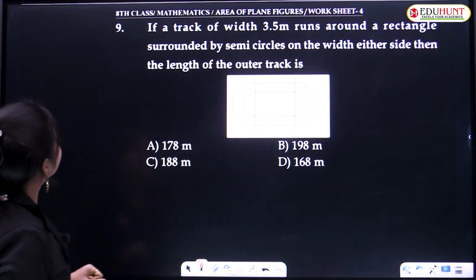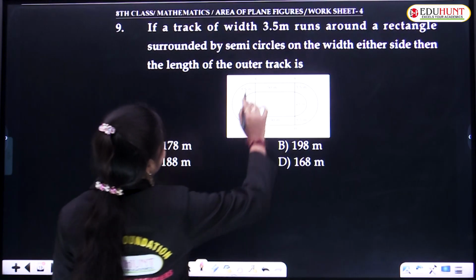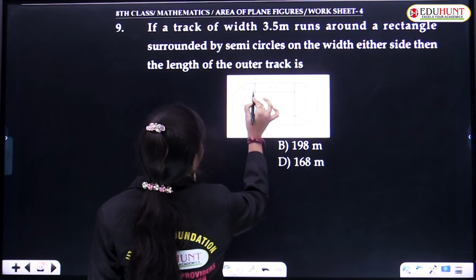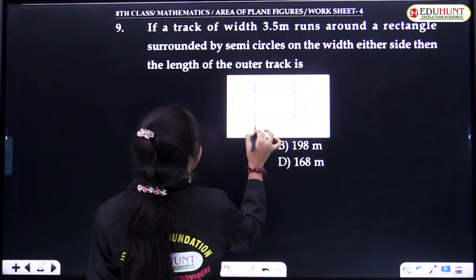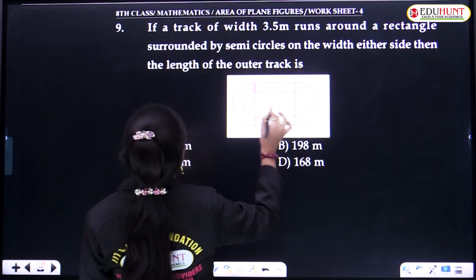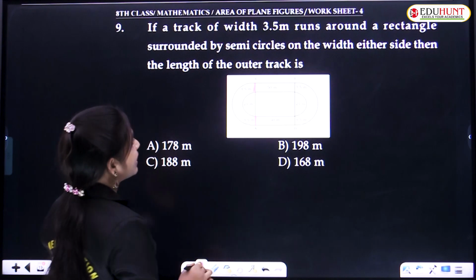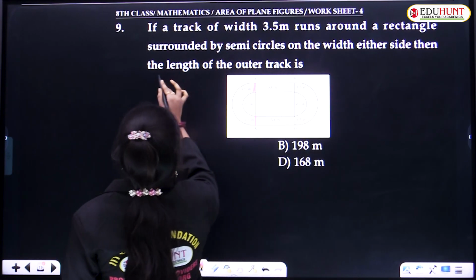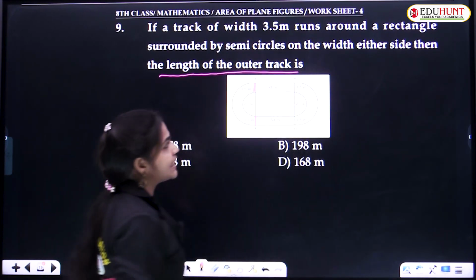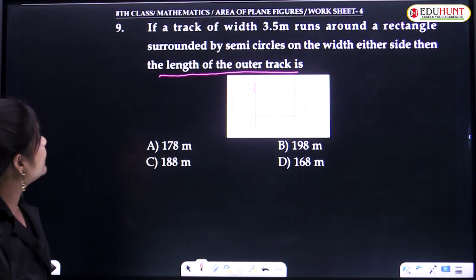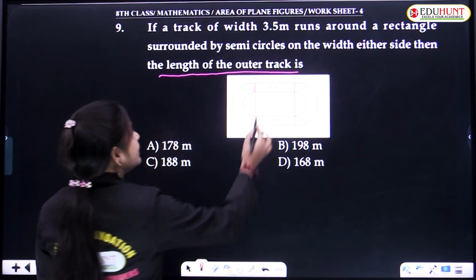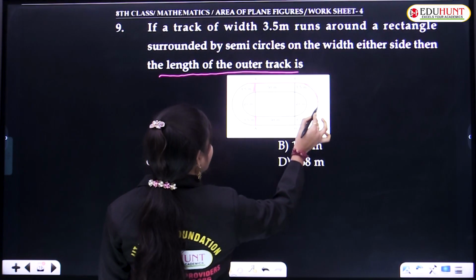Yes. Next see here, 9th question. If a track of width 3.5 meters runs around the rectangle surrounded by semicircles on the width either side, then the length of the outer track. This total length we need to find out.